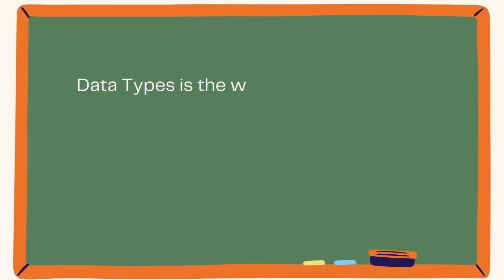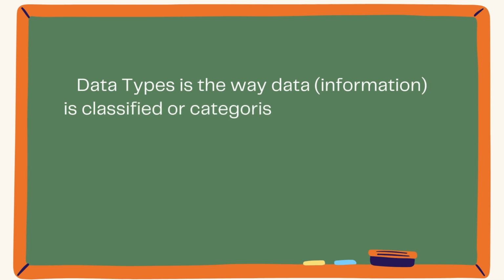Data types are the way that data or information is classified or categorized in programming. They're necessary because they help computers understand the different kinds of data that we give them, and it's able to identify what functionalities it can do with this data based on its classification. So, let's take an example from real life.